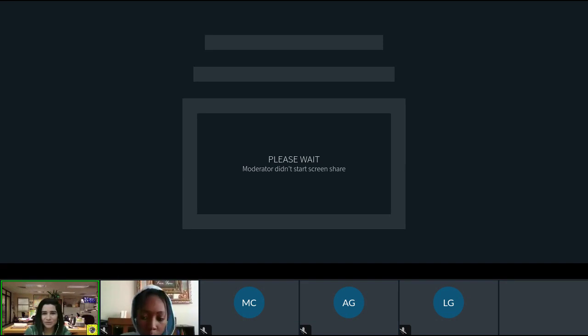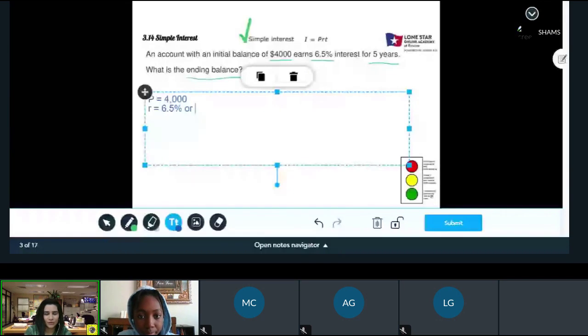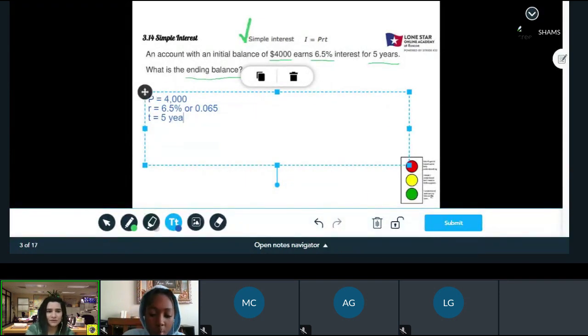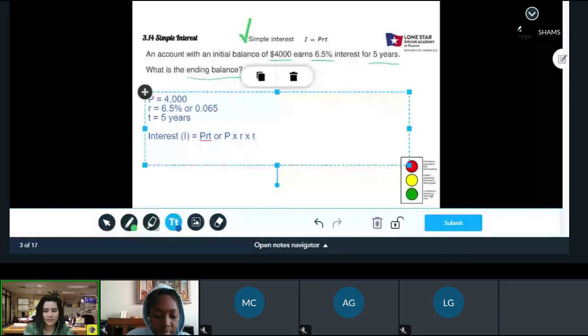And let's get back to the Nearpod. Here it is. It is 0.065. 0.065 is the rate. And time in years is 5 years. And I want to use the formula to calculate the interest, right? Interest, or the letter I, will equal PRT, or in other words, principal times rate times time. And let's see how I can plug in some numbers.